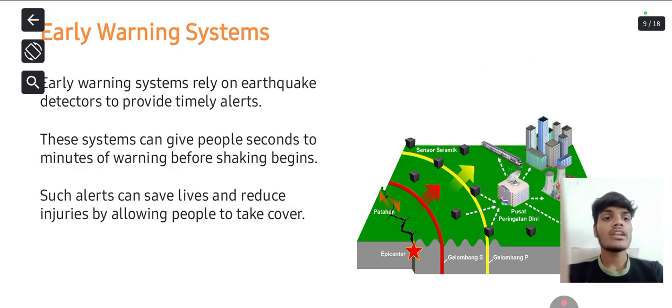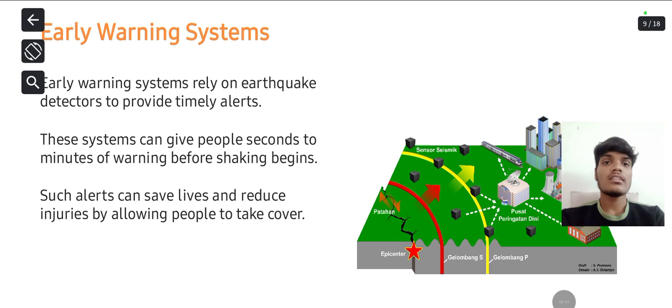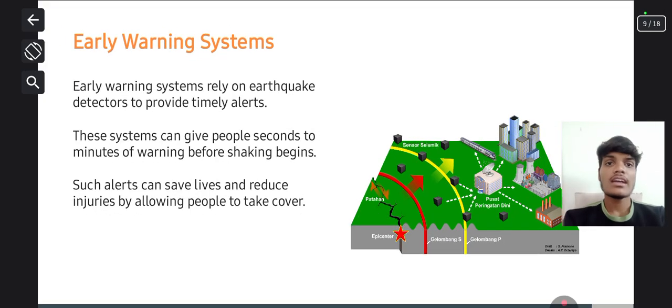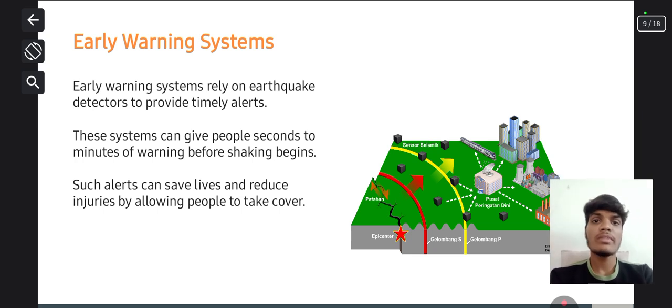Early warning systems rely on earthquake detectors, providing real-time alerts, and these systems can give people seconds to minutes of warning before shaking begins. Such alerts can save lives and reduce injuries by allowing people to take cover.